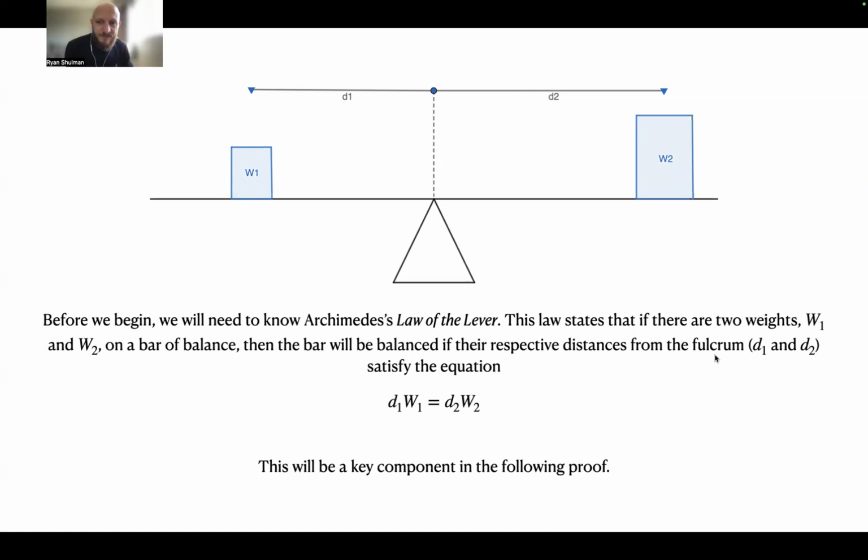So the law of the lever states that if there are two weights, W1 and W2, on a bar of balance, then this bar will be balanced if their respective distances from the fulcrum satisfy the equation D1 times W1 equals D2 times W2. So this is what that looks like. As long as D1, the distance of weight 1 to the fulcrum, times W1 is equal to D2 times W2, this bar will be perfectly balanced.